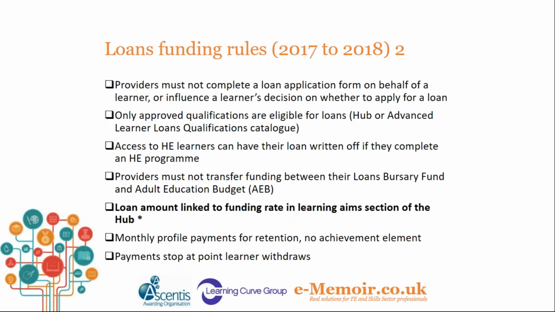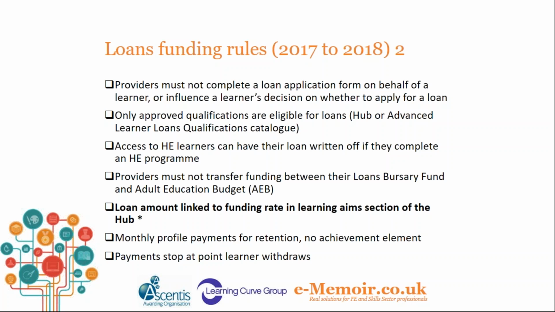The other question is about how much the loan can be for. The loan must never exceed the funding rate in the Hub, in other words, the listed rate for that particular level 3 to 6 qualification. So the fee has to be either less than the loan funded rate, the learning aims rate, or the same as the learning aims rate. I would suggest from past webinars that the majority of you set your fee there. In rare occasions, although it's not desirable, the fee might exceed the learning aims rate, in which case the loan cannot exceed the learning aims rate. I'll come back to that in a minute.